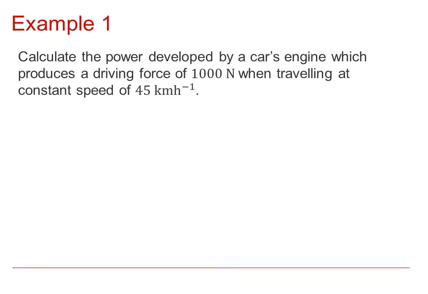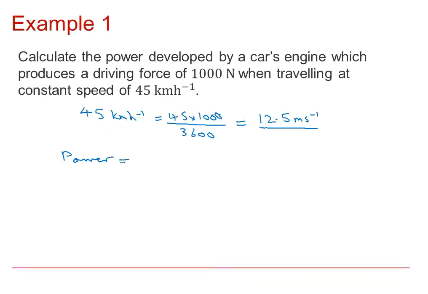So in this example, we need to calculate the power developed by a car's engine, which produces a driving force of 1000 newtons when travelling at a constant speed of 45 kilometers per hour. So the first thing we're going to do is to convert the 45 kilometers per hour. So I'm going to times it by 1000 to make sure we're working in meters, and divide by 3600 to make sure we're working in meters per second, which gives us a value of 12.5 meters per second for the speed of the car. We now want to look at the power.